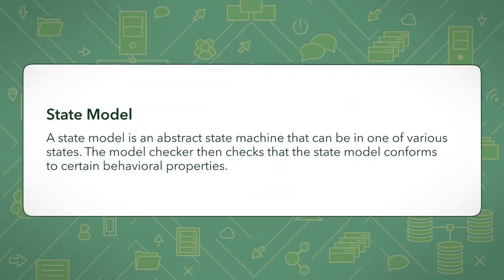Now, how do you model check your software? Model checkers generate a state model from your code. A state model is an abstract state machine that can be in one of various states. The model checker then checks that the state model conforms to certain behavioral properties. For example, the model checker can examine the state model for flaws like race conditions, exploring all the possible states of your model.